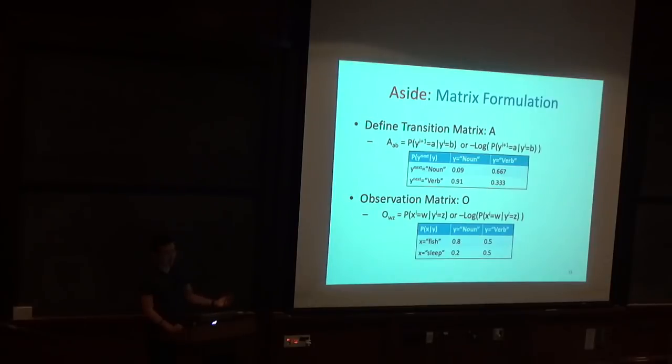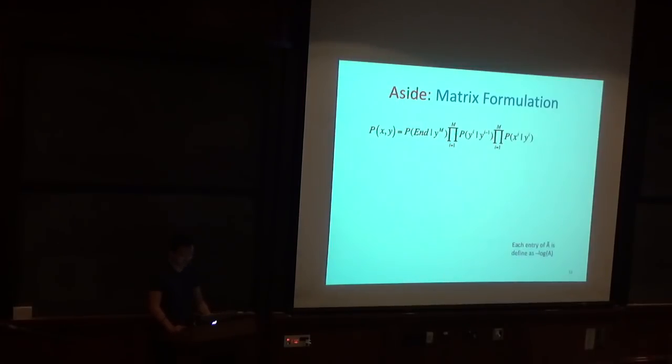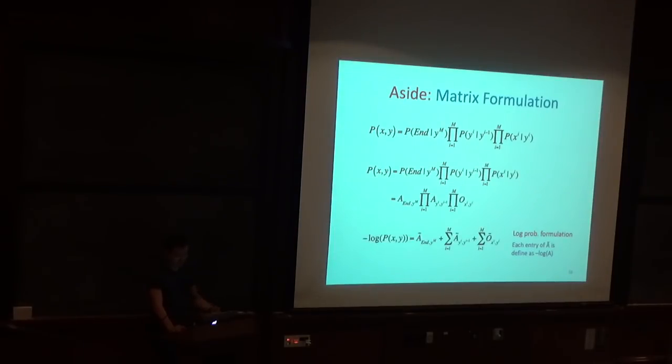So typically we think of there being a transition matrix and an observation matrix. Transition matrix is just P of y_i given y_i minus 1, and the observation matrix is just P of X given y. So just rewriting things in matrix form. Nothing has changed.